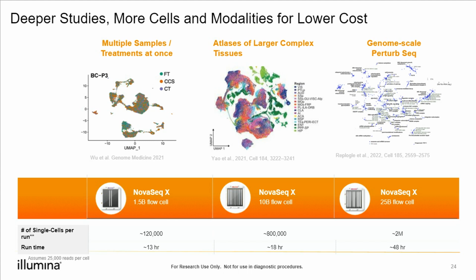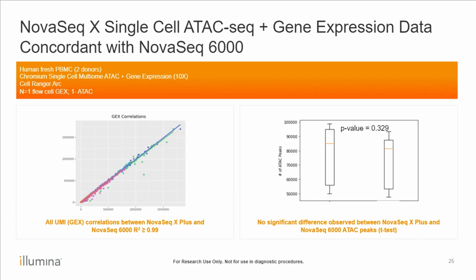With a 25B, we can perform genome-scale Perturb-seq, analyzing 2 million single cells in about 48 hours. These studies that may have once taken several runs over weeks can now be accessed with a single run on the NovaSeq X. When we look at single-cell data on the NovaSeq X, we see extremely high concordance with the NovaSeq 6000.